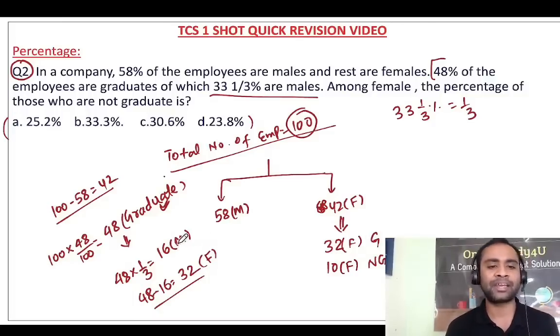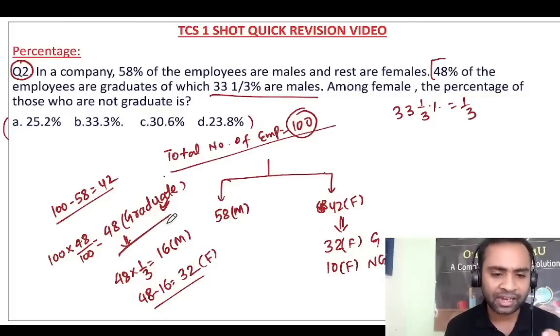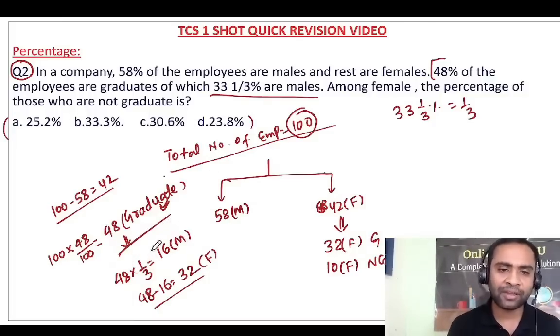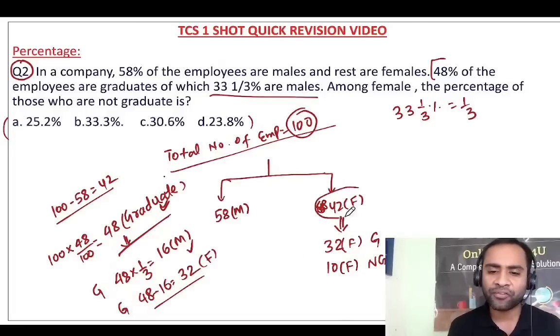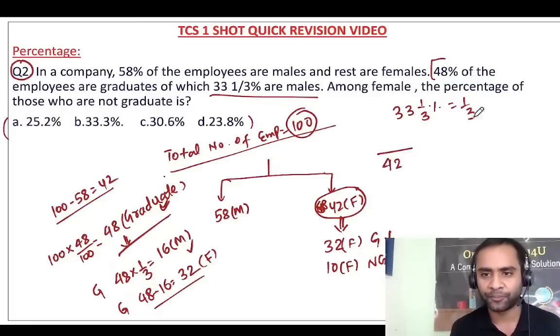They said, my dear friends, total 48 is graduate. Out of that 33 1 by 3 percentage, that means 16 male are graduate and 32 female are graduate. Total number of female was 42, 32 graduate, 10 is not graduate. Now they are asking among female. So what is the total number of female? Sir, 42. The percentage of those who are not graduated is only 10, into 100. Now if you solve, you will be getting 23.8 percentage.